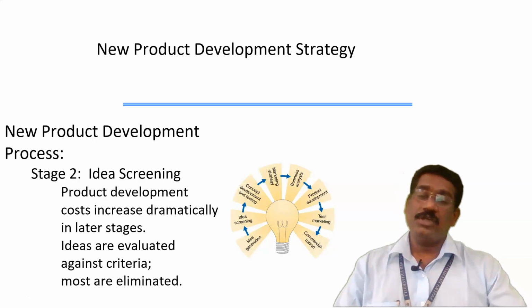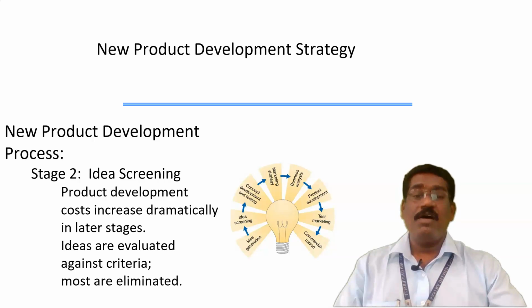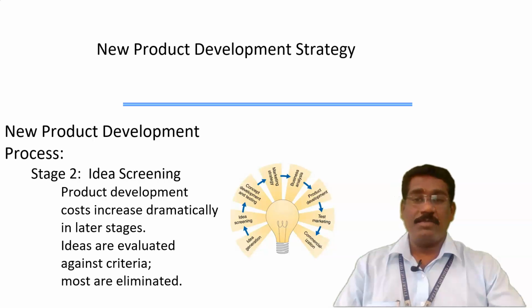criteria. Most of the ideas which do not meet the criteria get eliminated, because each research and development department has many criteria in terms of cost, feasibility, and value proposition. Ideas are matched against these criteria, and if any idea does not fit the requirements of the R&D department, it gets eliminated. So this is the process of the idea screening step.